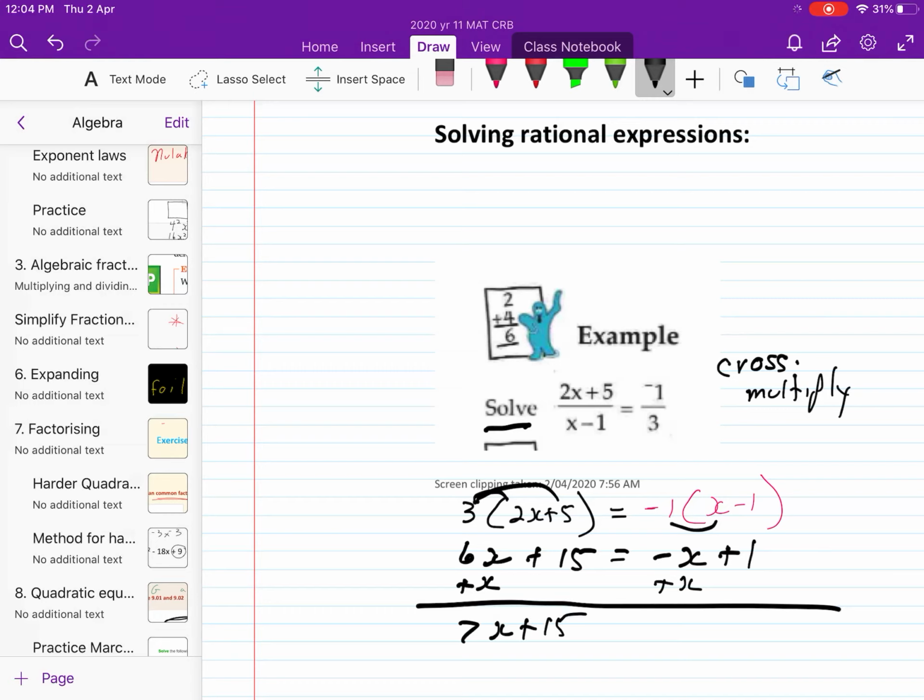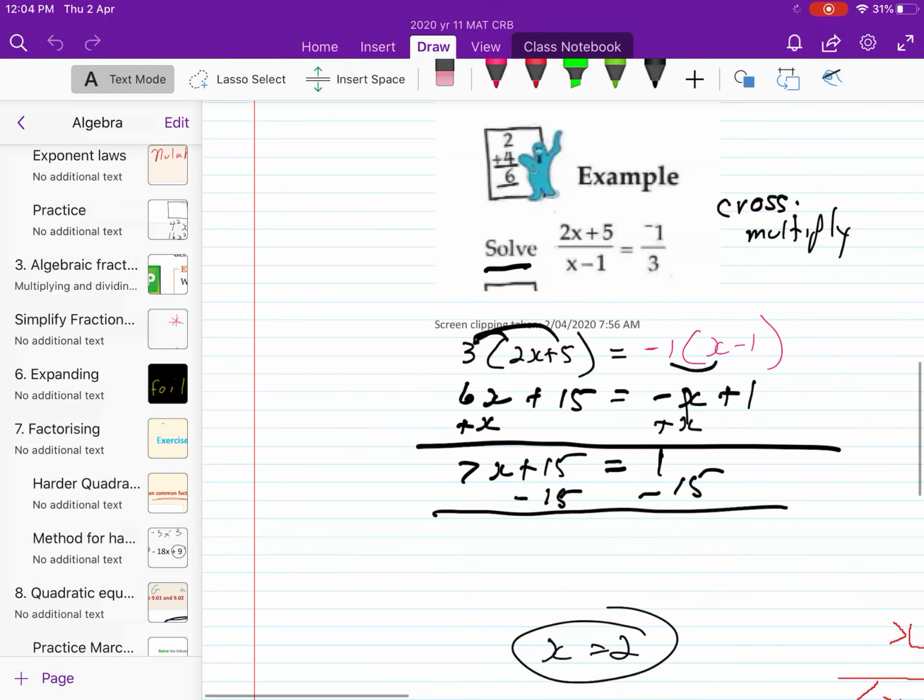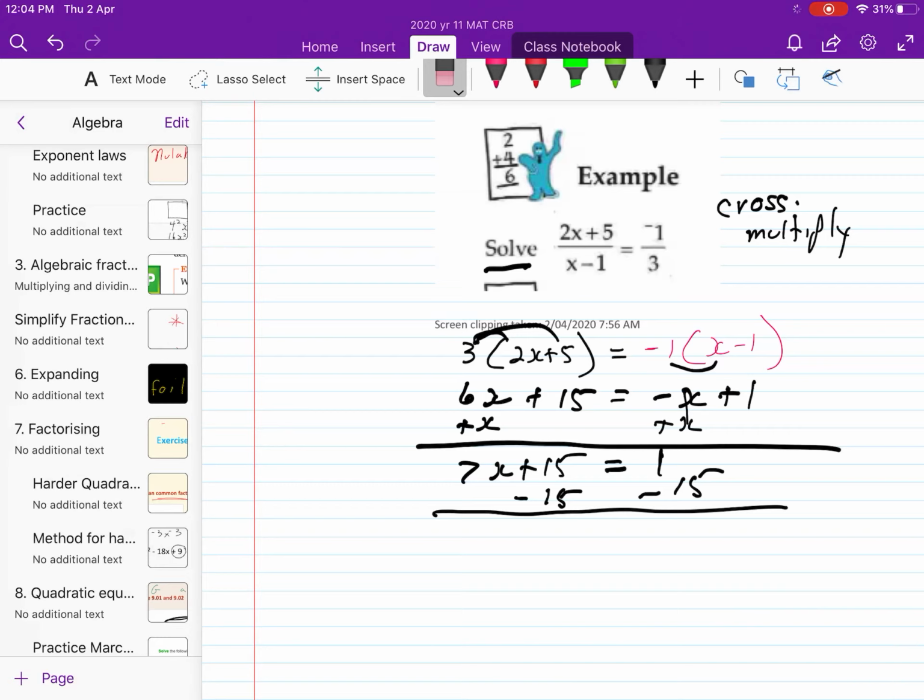I'm going to have 7x plus 15 is equal to, and that's gone away now, so that's just 1. And then I'm going to minus the 15 to the other side, so I can get the 7x by itself. And that's going to give me 7x is equal to negative 14, right?